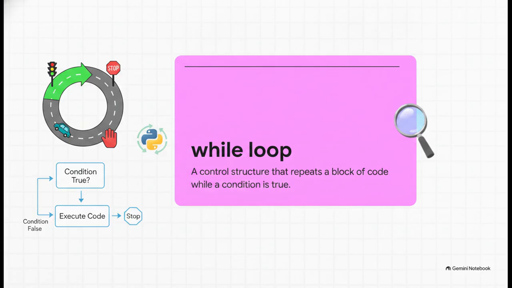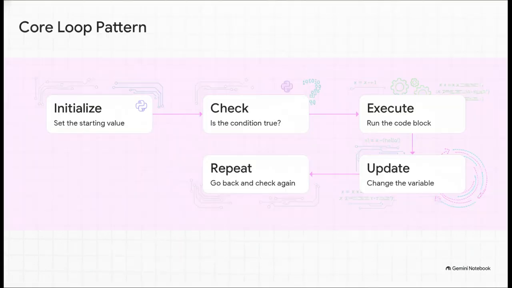The light is green. As long as that condition evaluates to true, you execute the action. You keep driving. Once the light turns red, the condition becomes false, and you stop. Well, a Python while loop works with exactly the same basic logic. And this brings us to the absolute foundation of every single while loop you will ever write. It's a simple 5-step pattern.